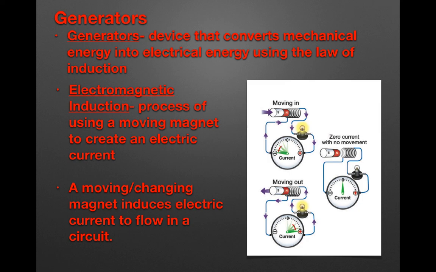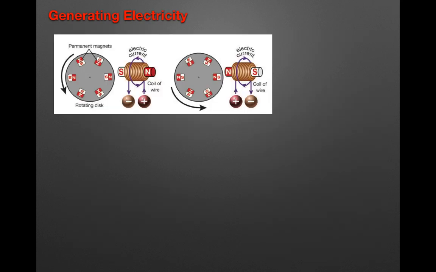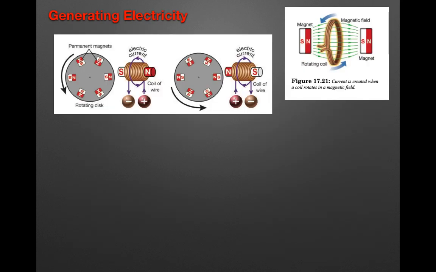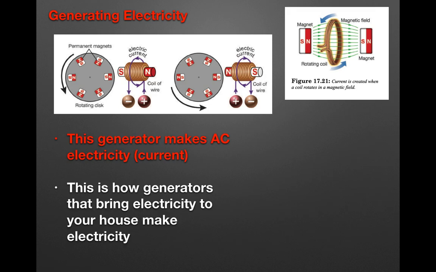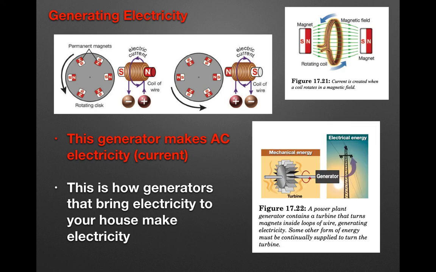So really in all reality, most physical laws display what we call symmetry. So it means that the process works in both directions. So moving electric charges make magnetism, and magnetic fields can create electrical currents. So generating electricity, you're just getting magnets to move. That's all you're doing. You want to figure out a way to move magnets. This particular one that your book shows you in the picture here is actually an AC electrical generator, so it's producing alternating current. This is how generators that bring electricity to your house make electricity.